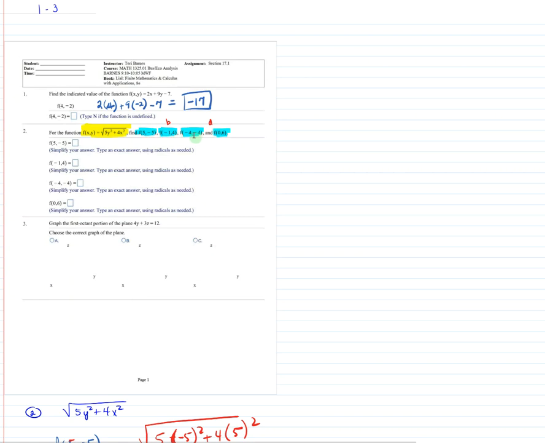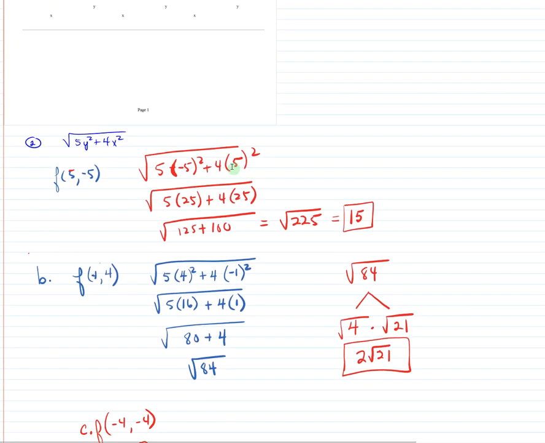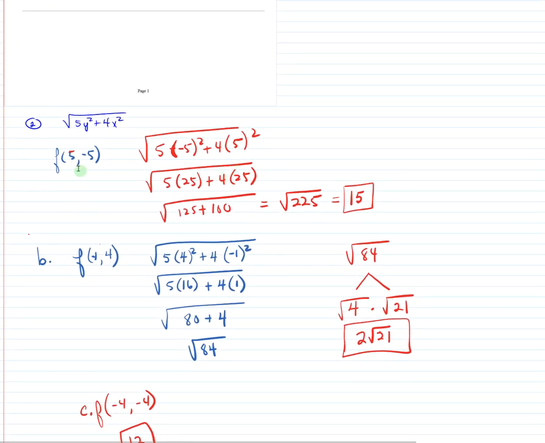And we've got 4 things to plug in. I'm going to go down here to number 2 and show you the work for those. So 5 and negative 5. So I have my radical. I've got 5 times negative 5 squared plus 4 times 5 squared. That's 5 times 25 and 4 times 25. And we end up with the square root of 225, which is a perfect square. That works out nicely. We got 15 for that answer.